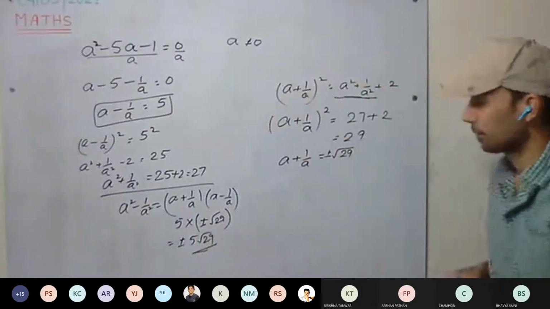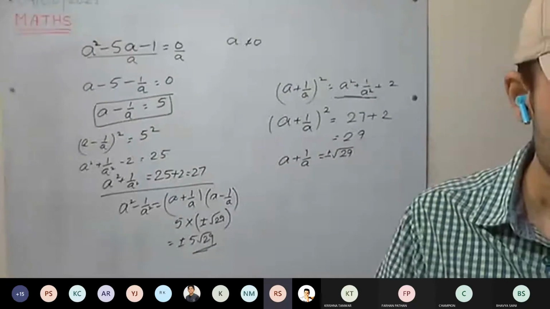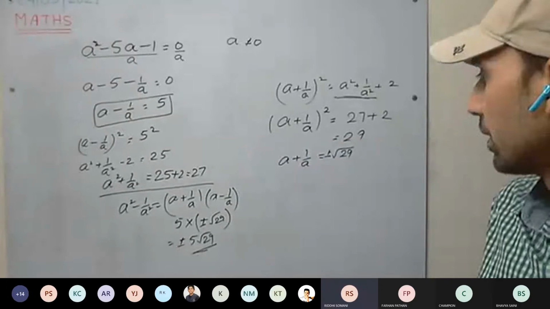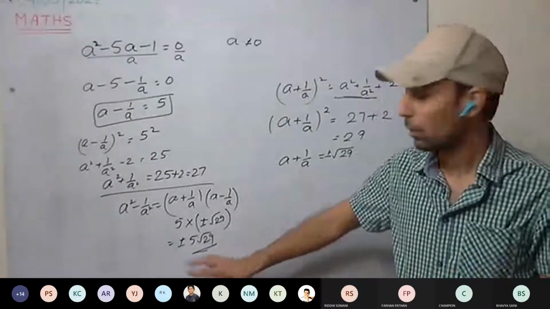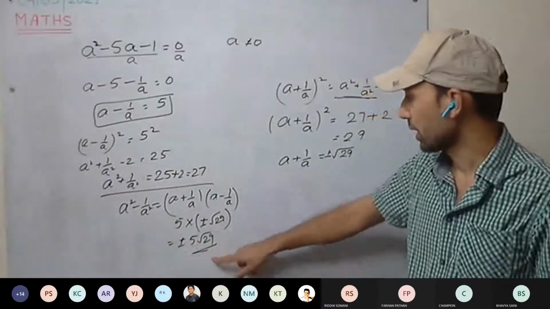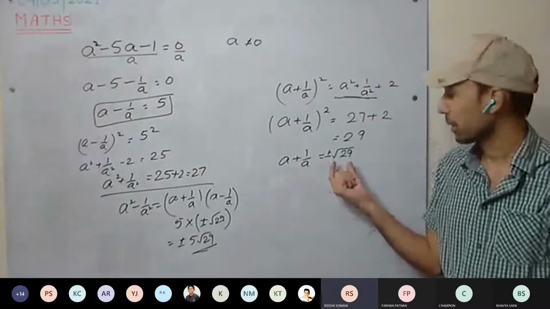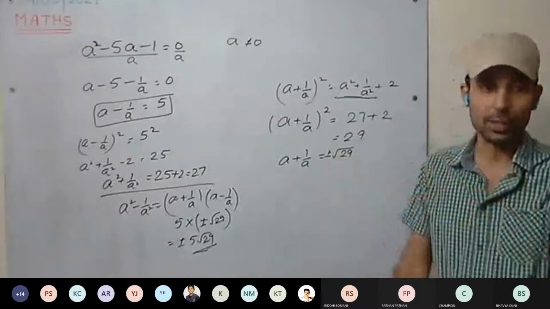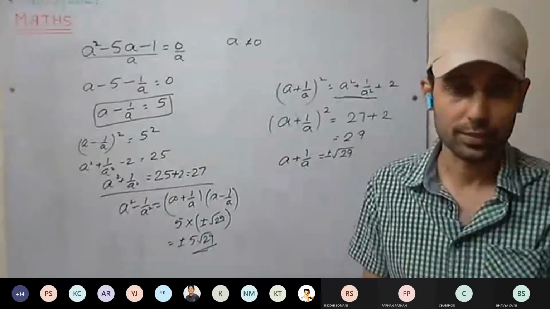Is it correct? Sir, is it necessary to put that plus minus? Yes, it's necessary. In 8th, we used to avoid that one, but now it is necessary because this is having two values. We must remember, whenever you are taking root of anything, put plus minus. Anything's root you are taking, the answer is plus minus.